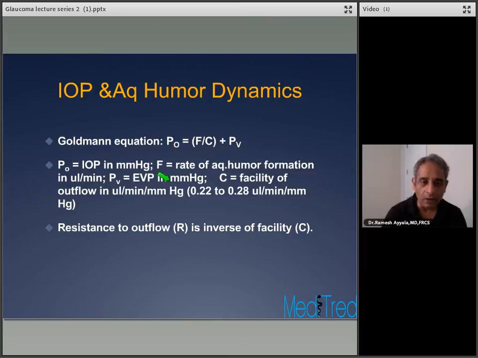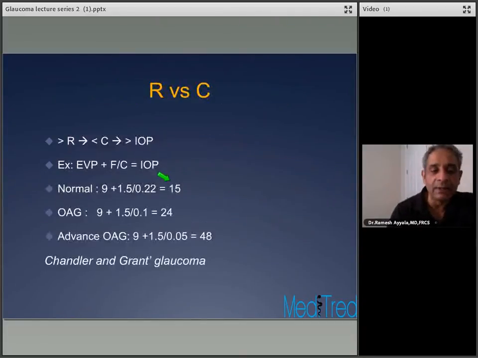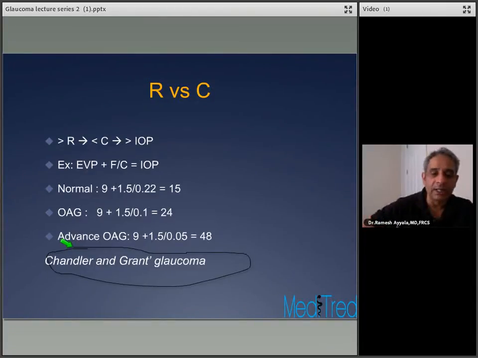And R, the resistance to outflow, is inversely related to the facility of outflow. As you can imagine, resistance is inversely related to the facility of the outflow. It's important for you to understand this equation, to understand how the resistance works. There is a whole chapter dedicated to this in Chandler and Grant's new glaucoma textbook that I highly recommend, edited by Malik Kahook and Joel Schuman. It's a great book that came out, I believe, last year.